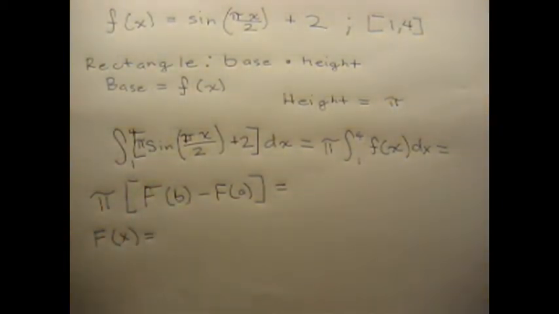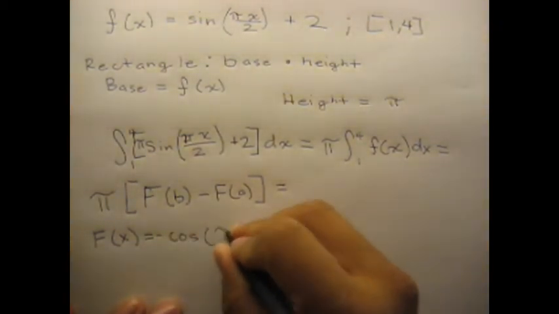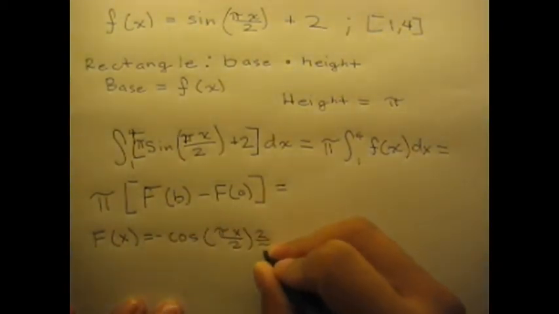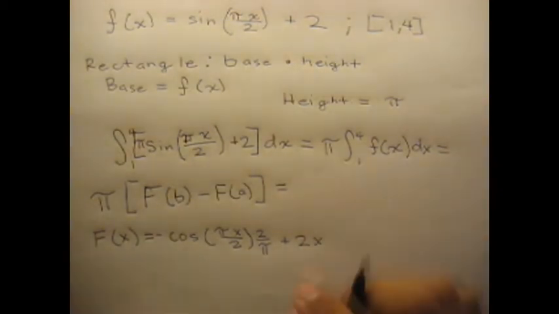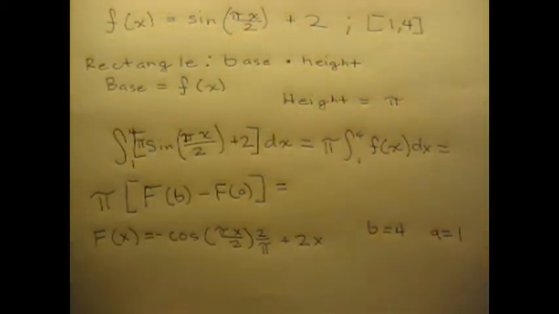which gives us the antiderivative, which I'll be calling capital F of x, which is going to be pi times capital F of b minus capital F of a. We know that the antiderivative of f of x is negative cosine pi x over 2 times 2 over pi plus 2x. And we know that b equals 4 and a equals 1.